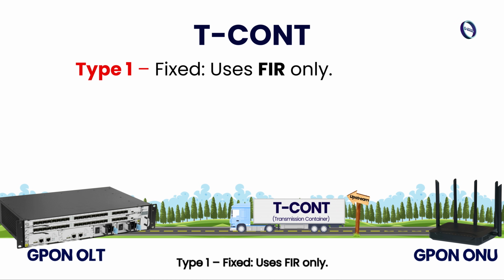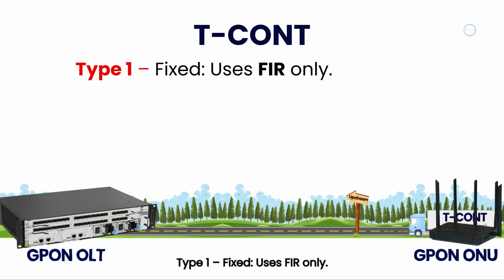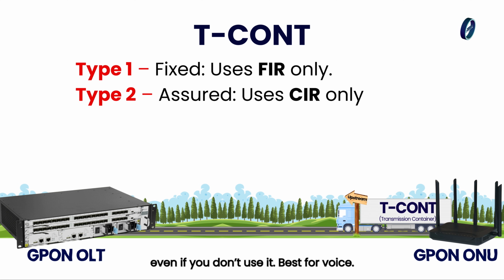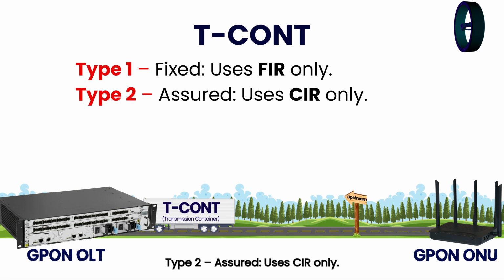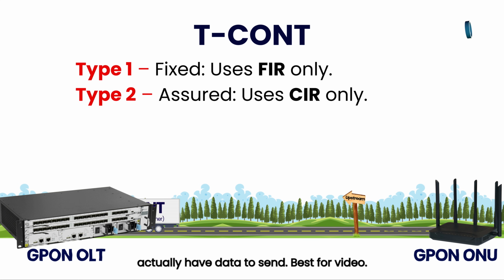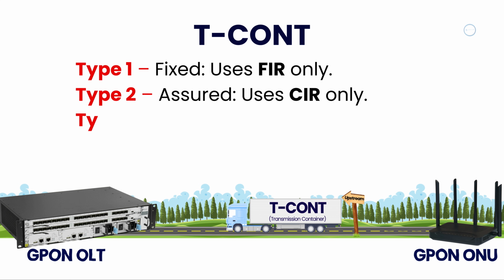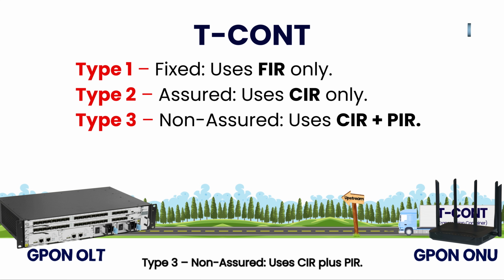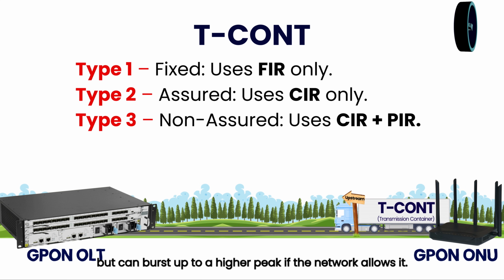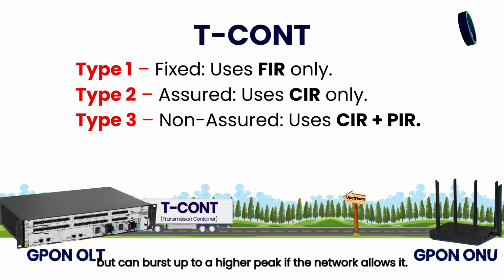differently. Type 1, fixed, uses FIR only. The bandwidth is always available, even if you don't use it. Best for voice. Type 2, assured, uses CIR only. The bandwidth is guaranteed, but only when you actually have data to send. Best for video. Type 3, non-assured, uses CIR plus PIR. You get a guaranteed minimum bandwidth, but can burst up to a higher peak if the network allows it.